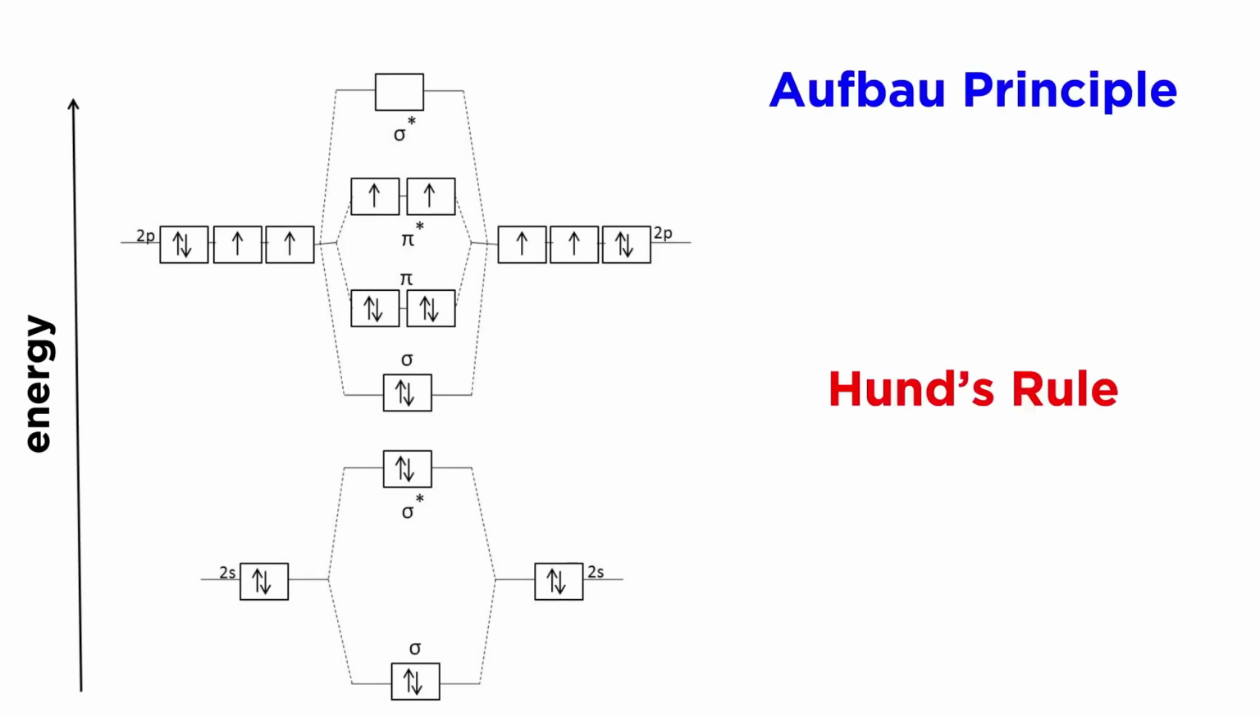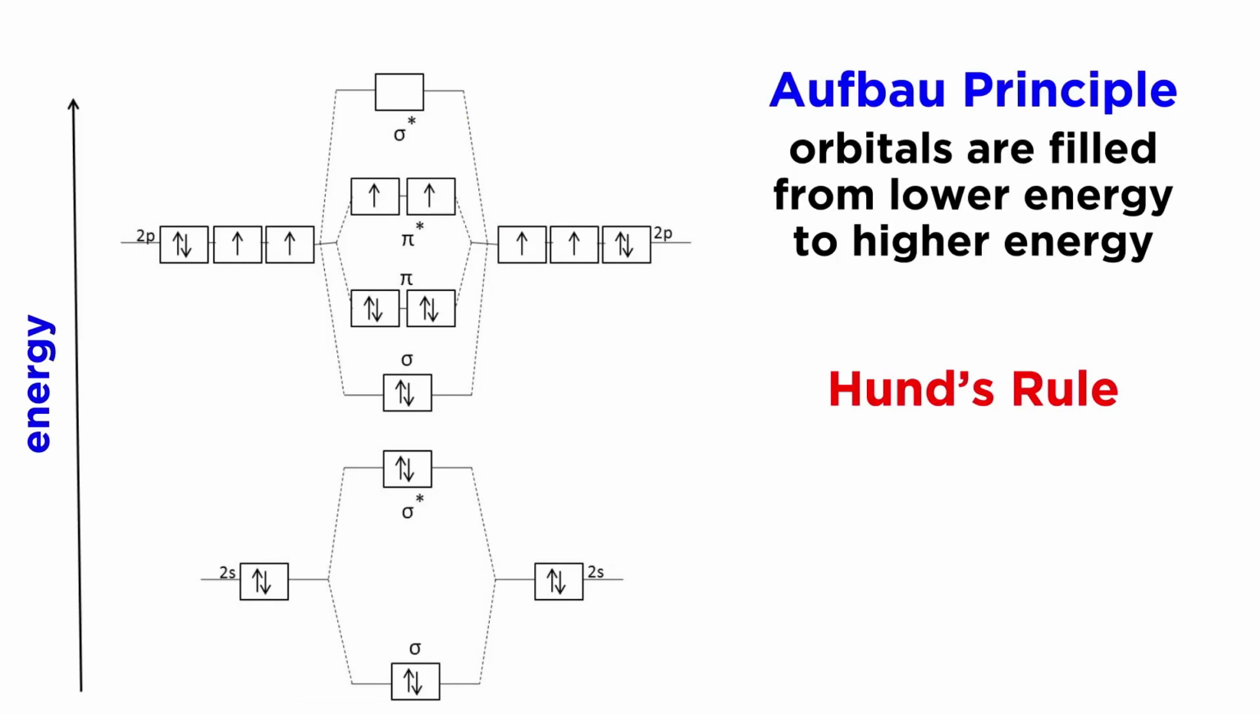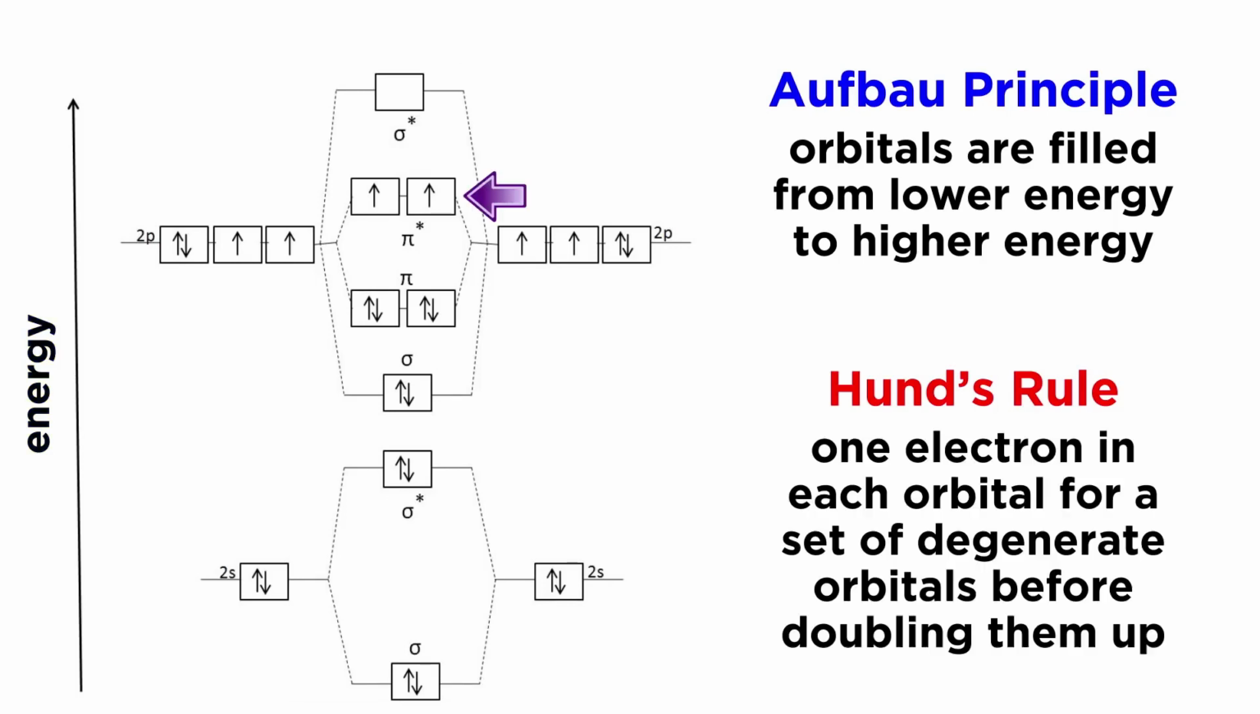The good news is that these orbitals are still filled according to the Aufbau principle and Hund's rule, like we already know. This means that we fill them from lower energy to higher, according to Aufbau, and we will put one electron in each orbital for a set of degenerate orbitals before doubling them up, according to Hund.